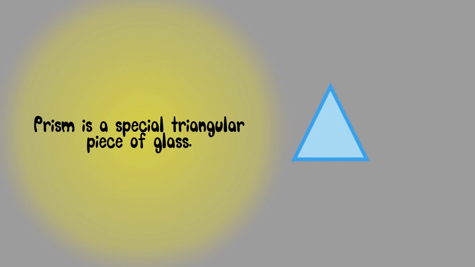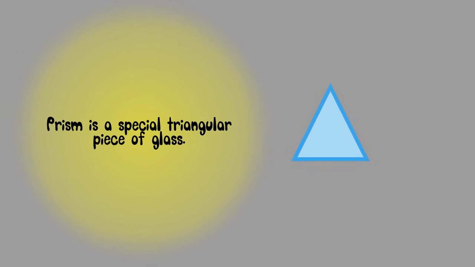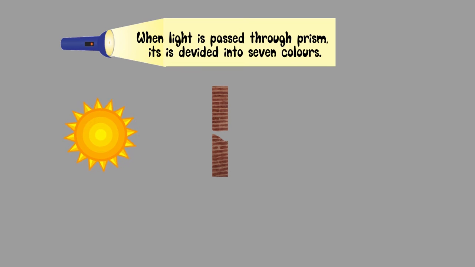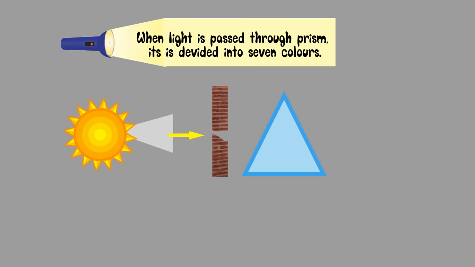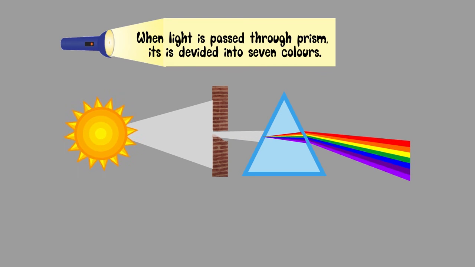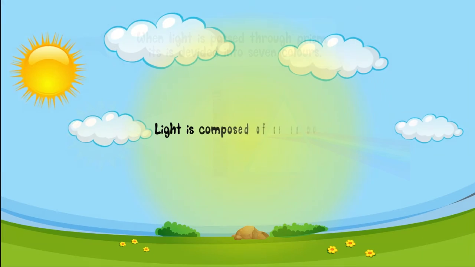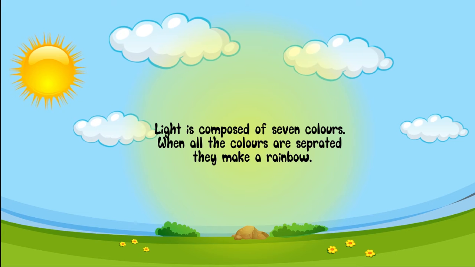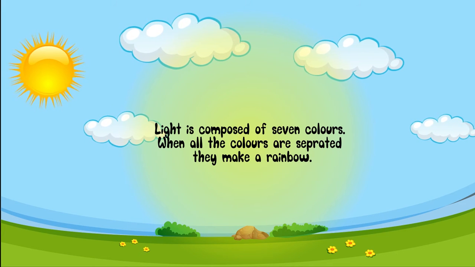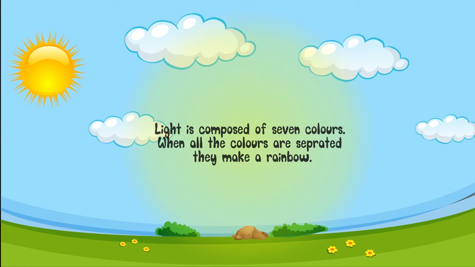Prism is a special triangular piece of glass. When light is passed through prism, it is divided into 7 colors. Light is composed of 7 colors. When all the colors in sunlight are separated, they make a rainbow.